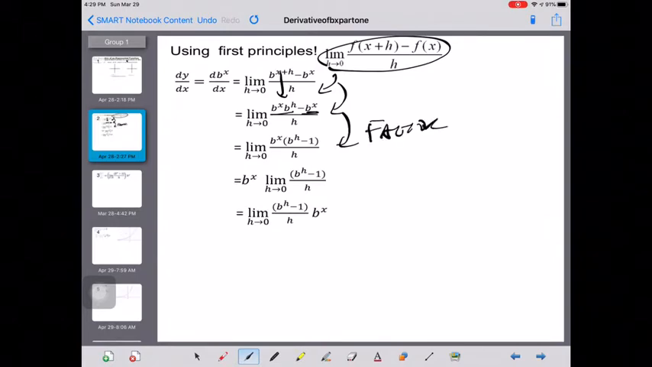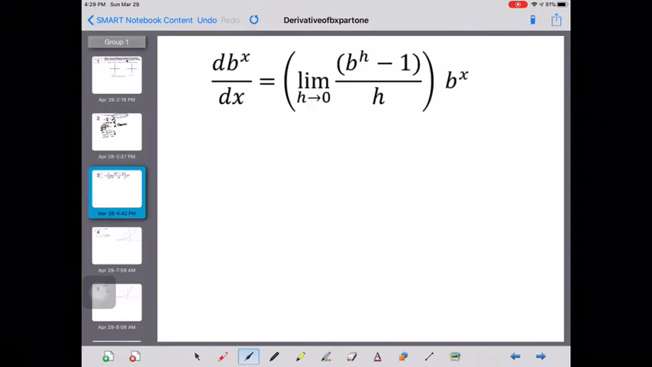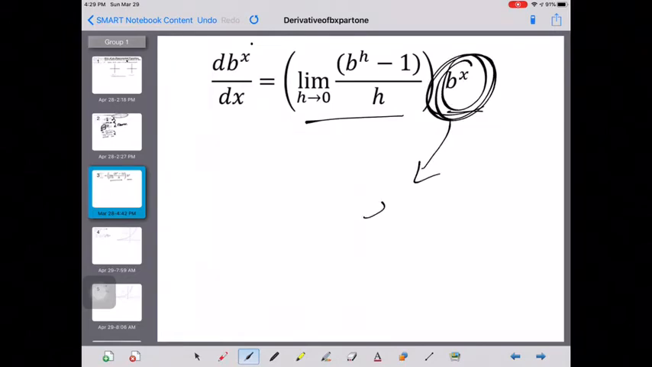And if you notice, the limit is only affected by the h variable. And b to the x is not affected by the h, so we're going to use properties of limits and move it outside the limit. And we end up with this. All right, so from here to here, we're just going to switch them around from left to right. So in other words, the derivative of b to the x is actually this piece. So in other words, the derivative itself is actually an exponential function.